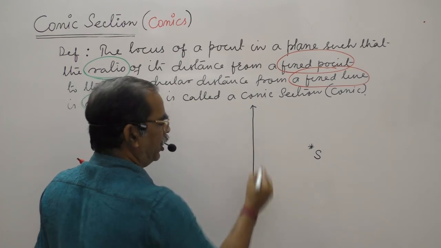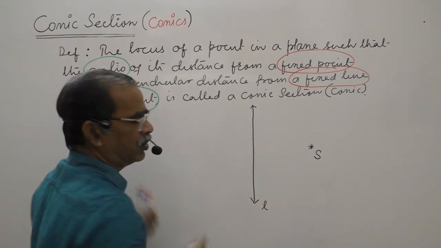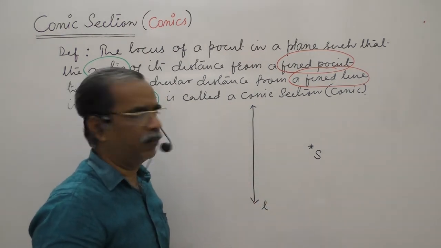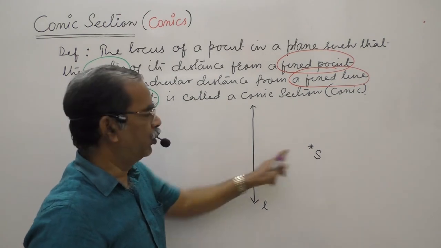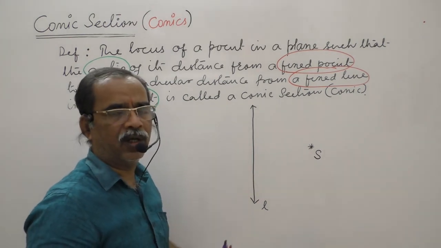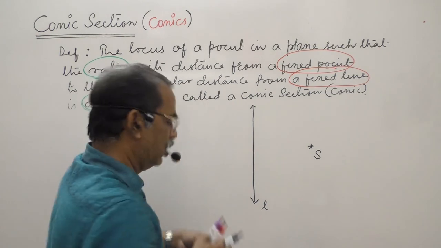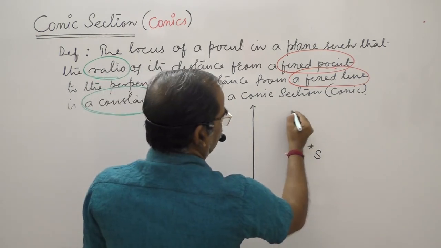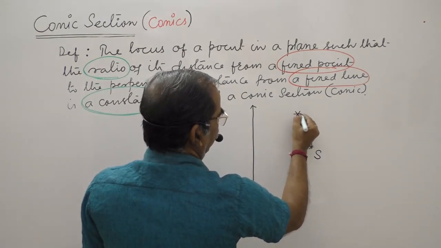This can be any line. So what is L? L is a fixed line. S is a fixed point, L is a fixed line in space. Now, the locus of a point capital P.